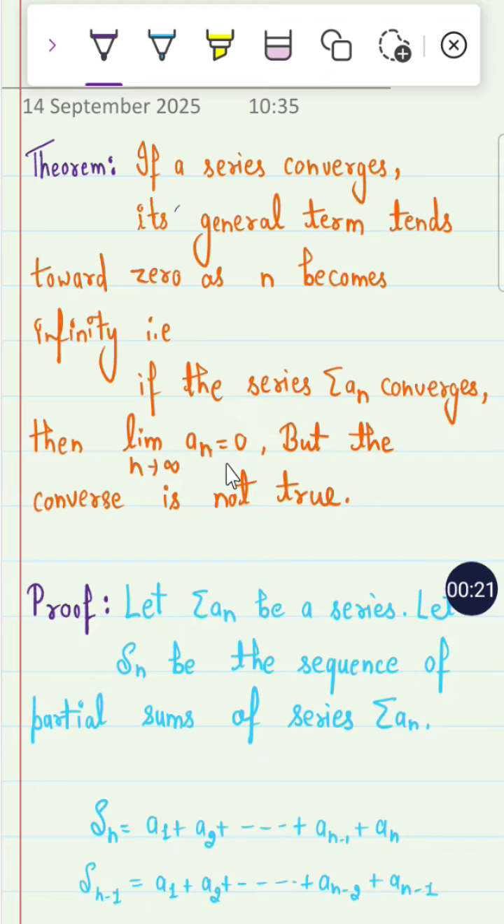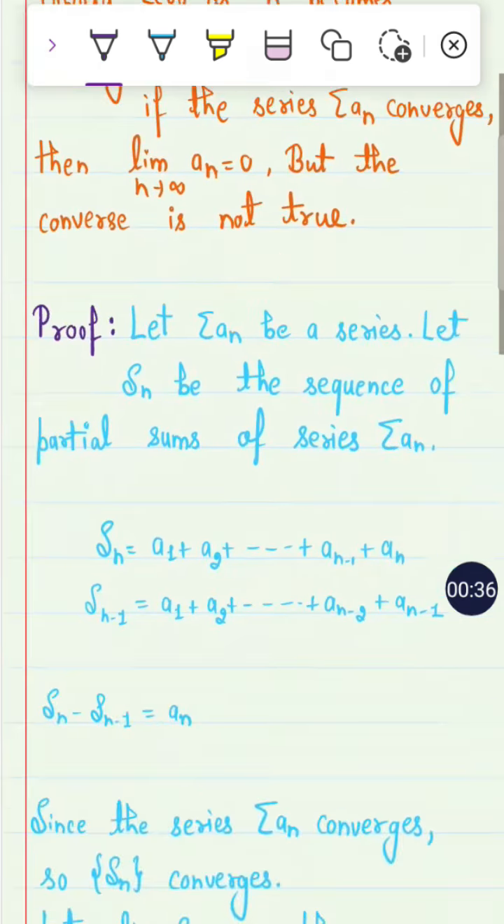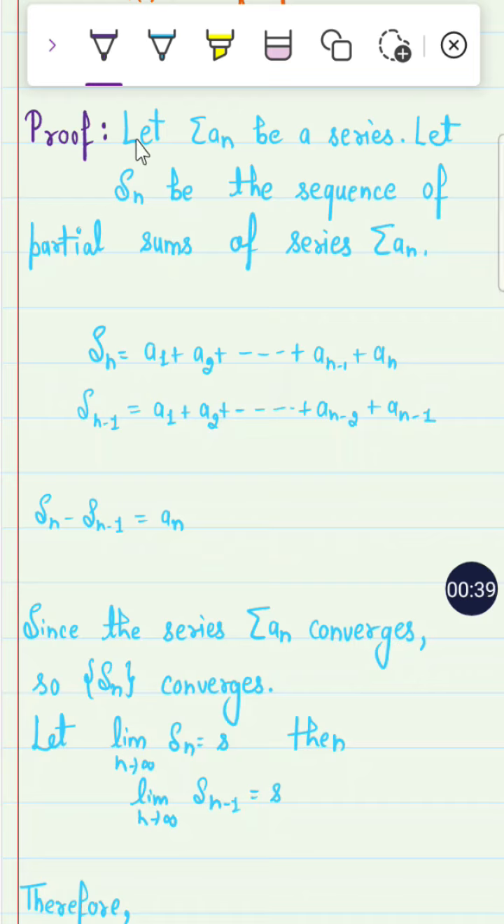How is the converse not true? Because if you have a term of the series which becomes 0 as n tends to infinity, it does not follow that the series also converges. But that is not true, right? Because the converse is not true. Now let us prove it. What is the proof of this?